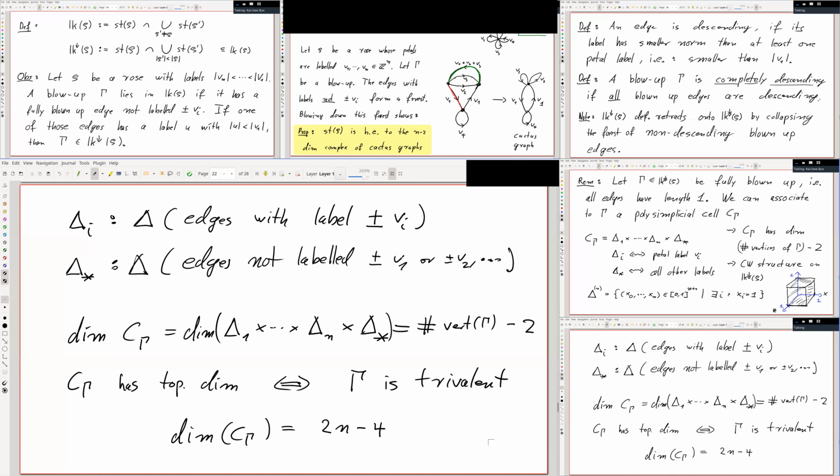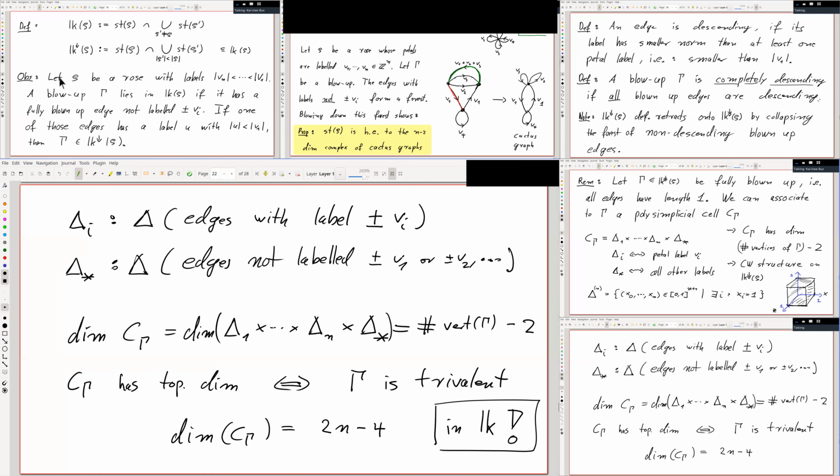Right. This equation is in the link. And that's important. That's why we lost one dimension already just by looking at the link. Okay.